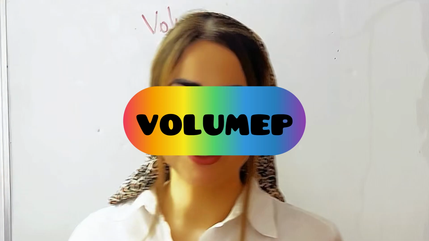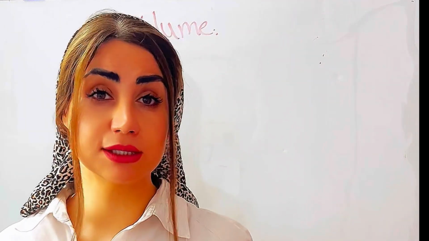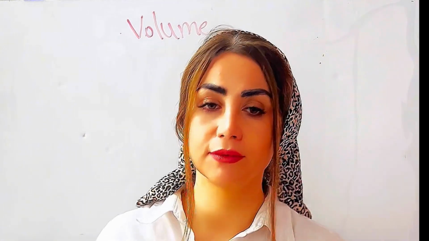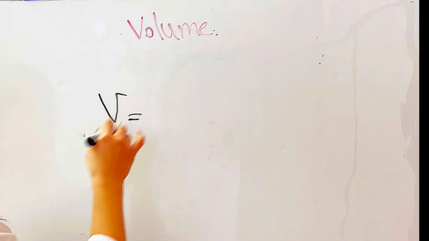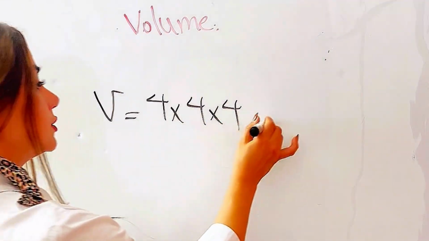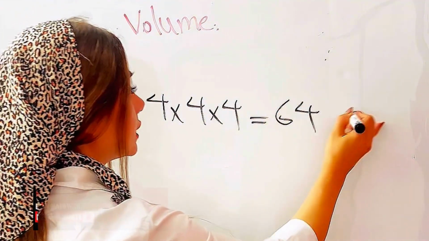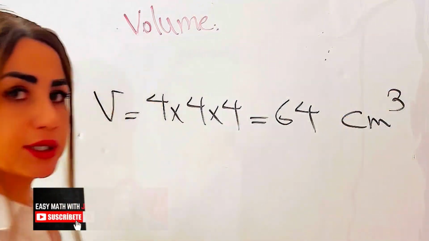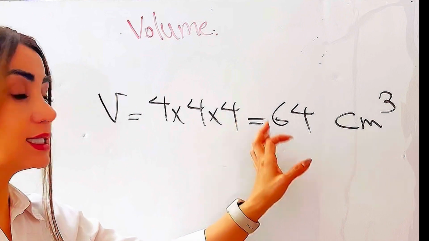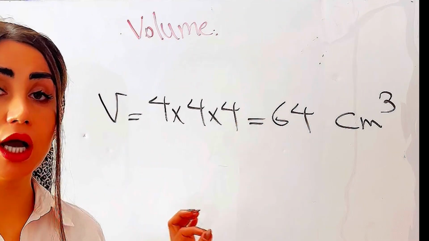Alright, now let's move on to volume. Volume tells us how much space is inside a 3D shape. Imagine a cube with side of 4 centimeters. We find its volume by multiplying. Volume is 4 times 4 times 4, which equals 64 cubic centimeters. That means this cube can hold 64 cubic centimeters of space inside it.